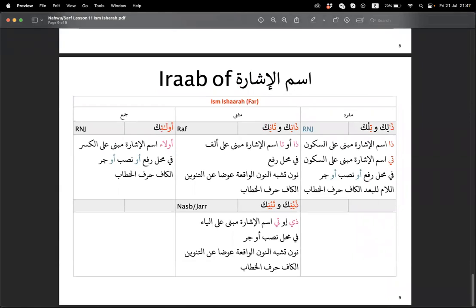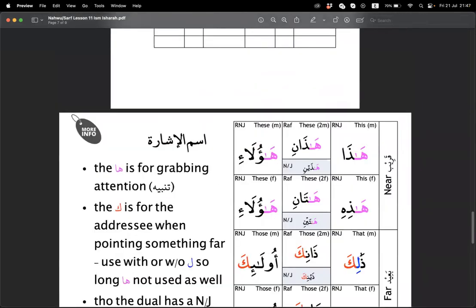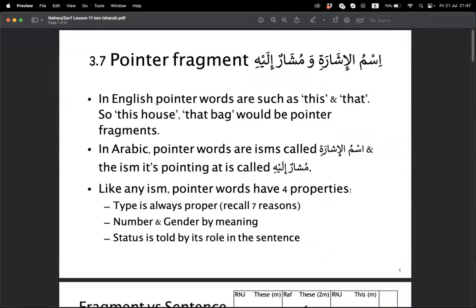No questions. Okay. If no questions, then we end for today. Then we do another topic, a new topic, another day, inshallah.